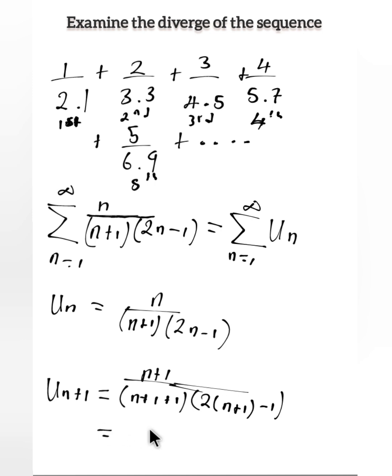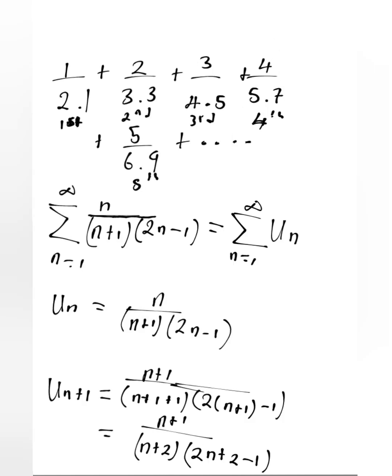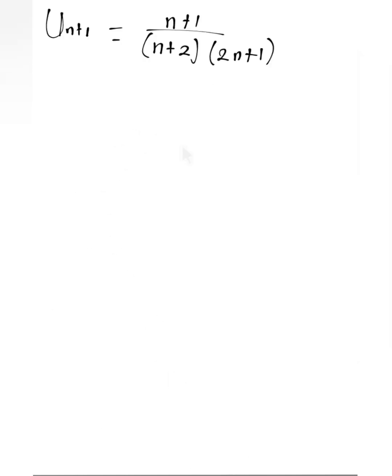If we simplify, un plus 1 gives us n plus 1 all over n plus 2 for the first bracket, and 2n plus 2 minus 1. If we simplify further, we have un plus 1 is equal to n plus 1 over n plus 2 bracket 2n plus 1. This is 2n plus 2 minus 1. 2 minus 1 is 1, so this is 2n plus 1. Okay, so we have un plus 1.